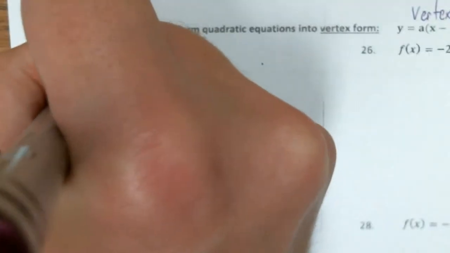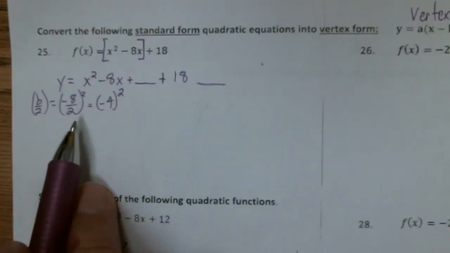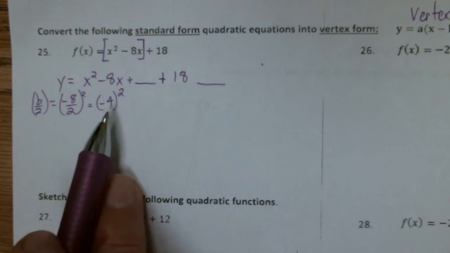Half of b squared, half of b squared. Half of negative 8 is negative 4. So negative 4, I'm going to square that. Negative 4 squared is 16. And that's the number that I'm going to stick in the first blank.